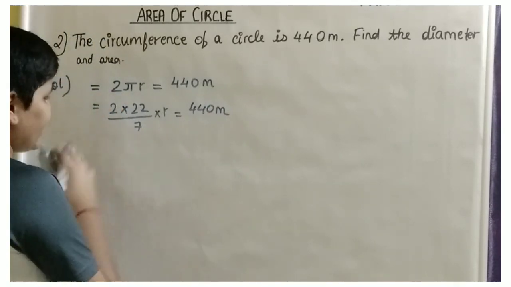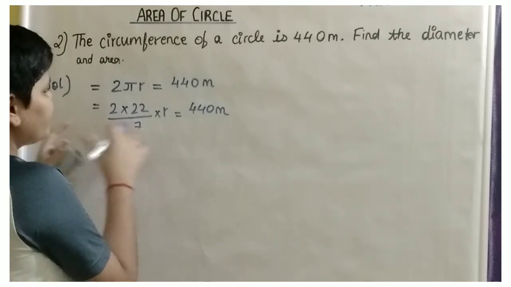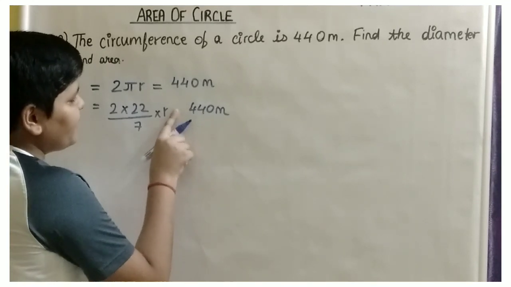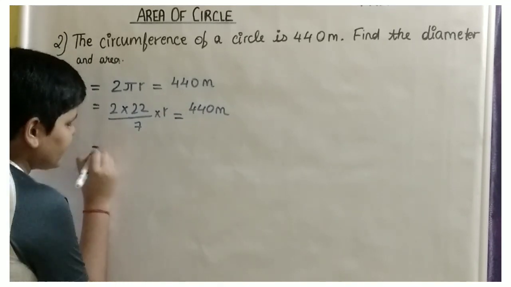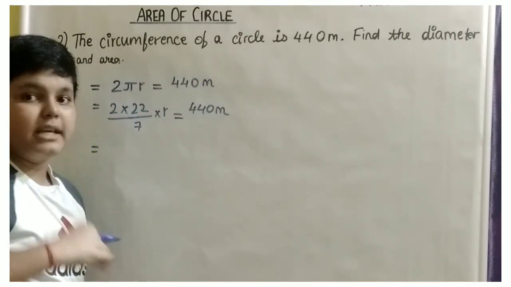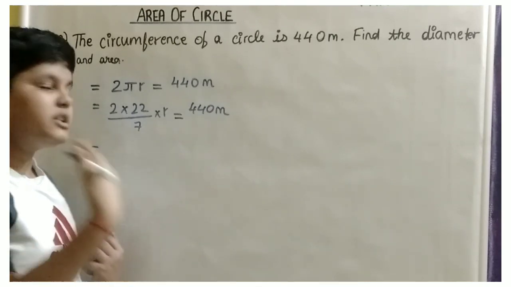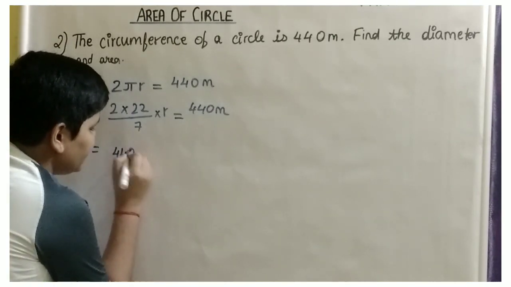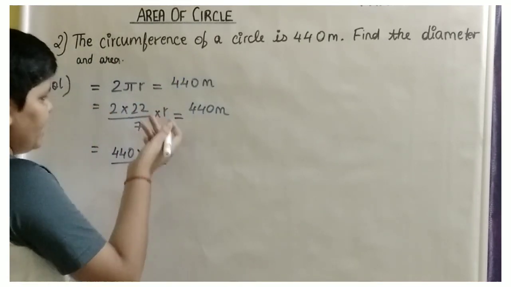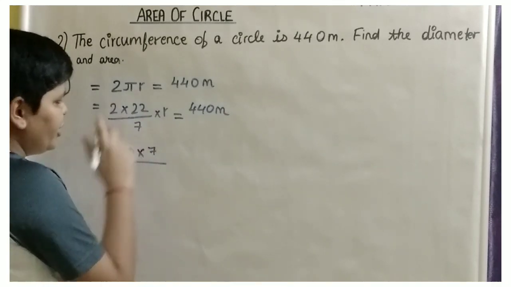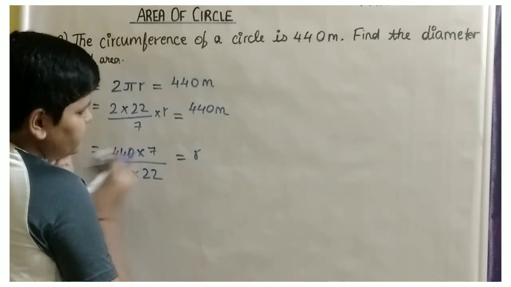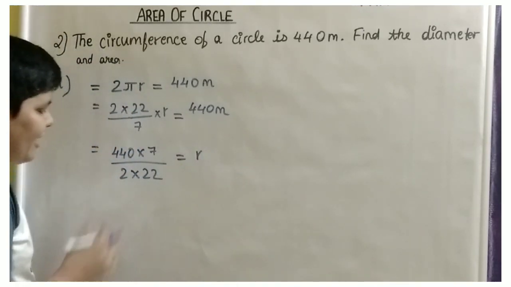Now we have to take this 22 by 7 to the right hand side, or we can take this 440 meter to the left side. If this 22 by 7 goes that side, it becomes a reciprocal. So the denominator becomes the numerator. That is 440 into 7 by 2 into 22 is equal to radius. Now, we have to simplify them.